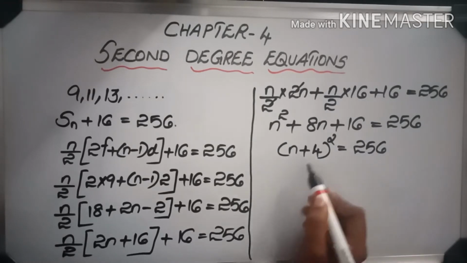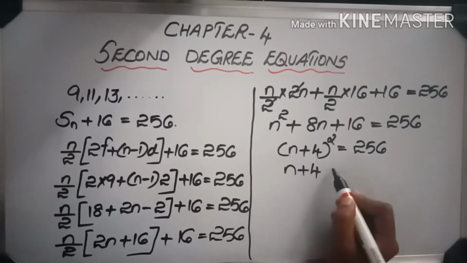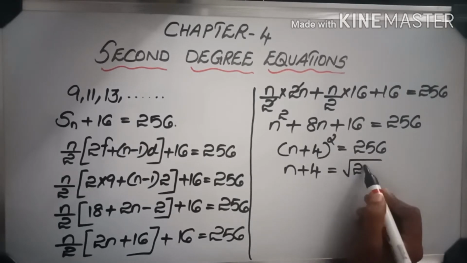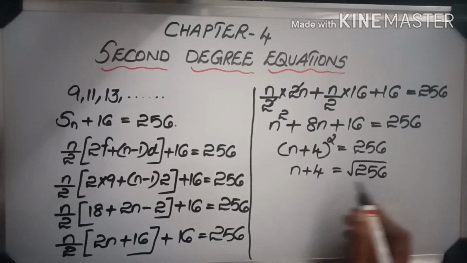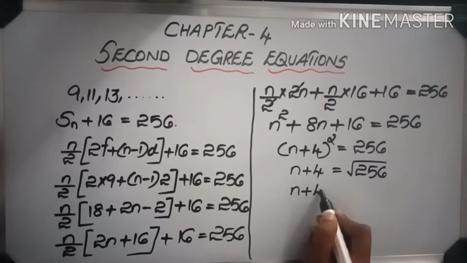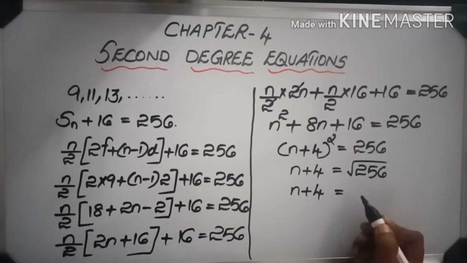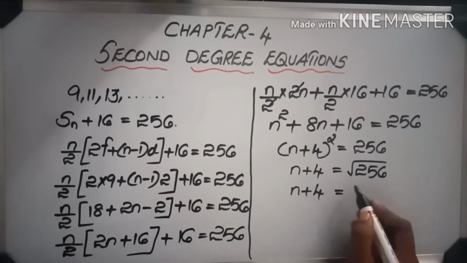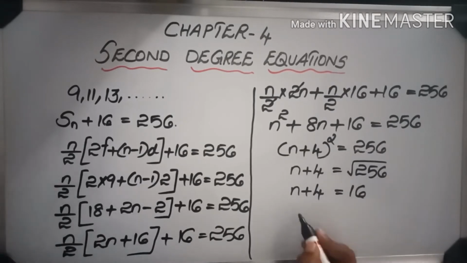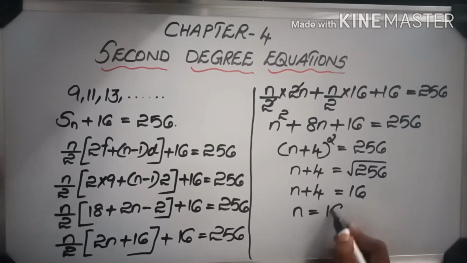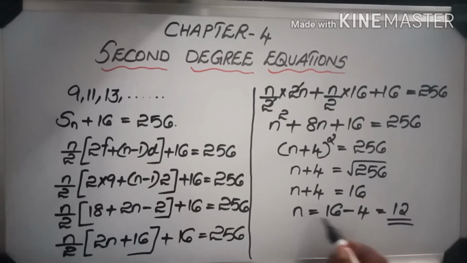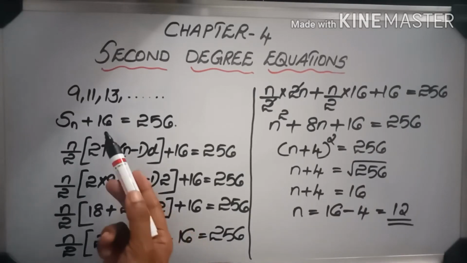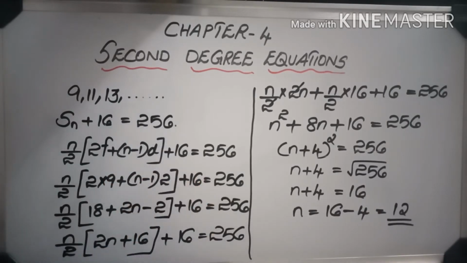256. Okay. Now n plus 4 will be what? n plus 4 equal to root of 256. What is root 256? Root 256 is 16. Okay. n plus 4 equal to 16. 15 square is 225. Next 16 square is 256. So 16. Now n equal to 16 plus 4 come to this side, it will be minus 4. So 16 minus 4, 12 is the answer. So first 12 terms sum plus 16 will give 256.